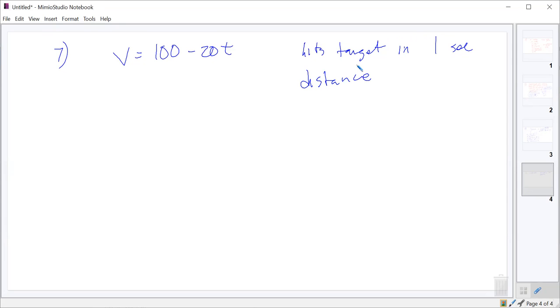So for this one, we're looking at the change in position, which means we're going to have to integrate a velocity. So if we integrate our velocity, that ought to give us position, which should be 100t minus 10t squared plus some constant. And let's see here. We know that it hits the target in 1 second.